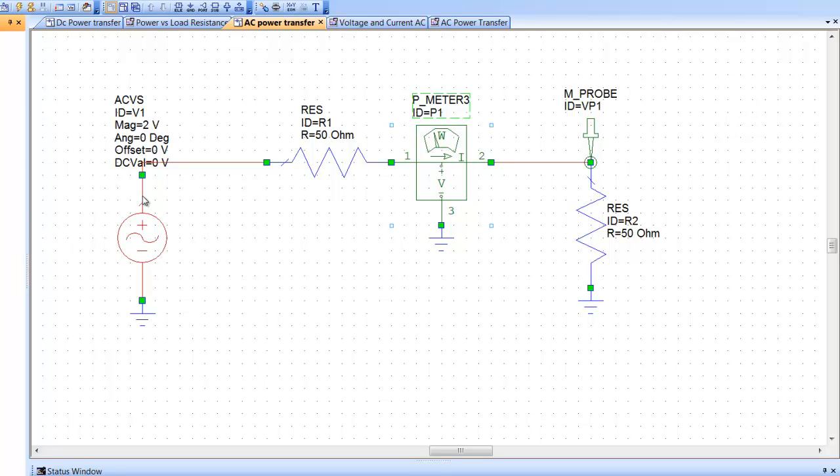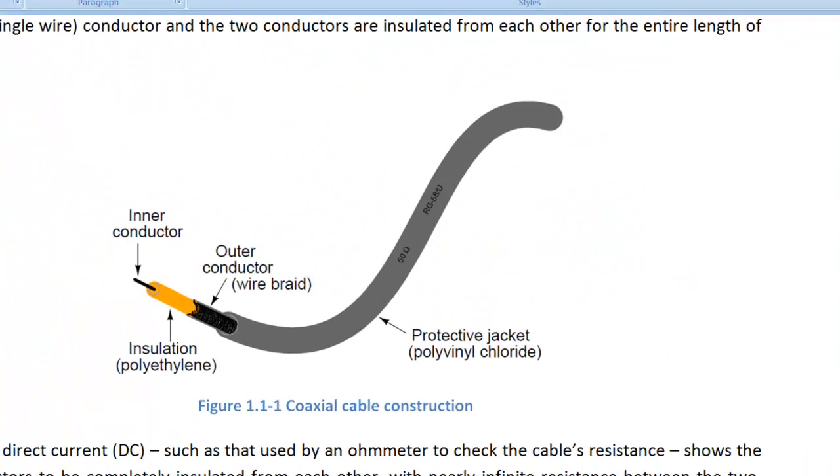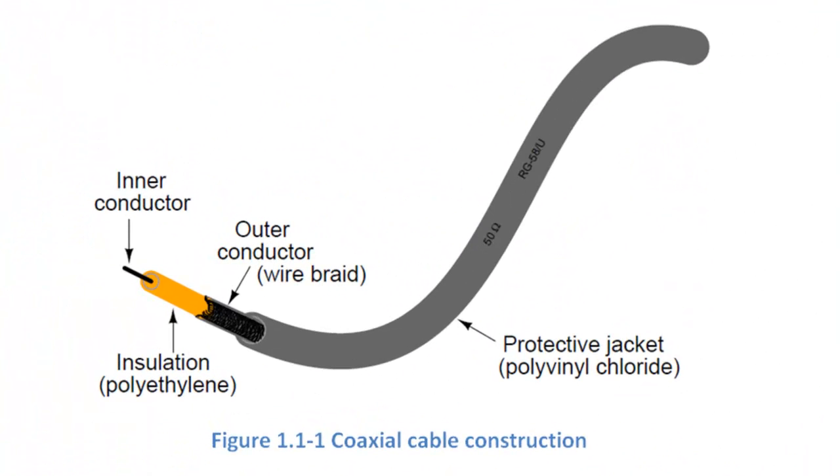First of all, let's remind ourselves of what a transmission line actually is. In its most basic form, a transmission line is just a coaxial cable. You've got an inner conductor, which carries your signal, and an outer conductor, which is connected to ground. They're insulated by a dielectric between them, and then there is an external jacket to protect the cable.